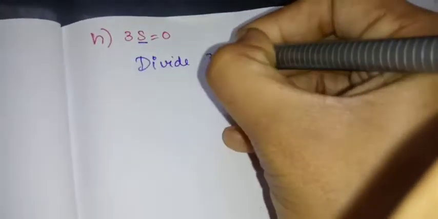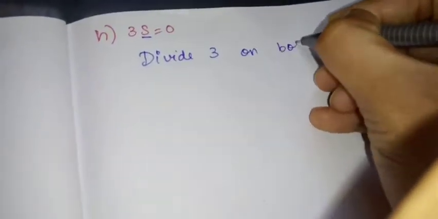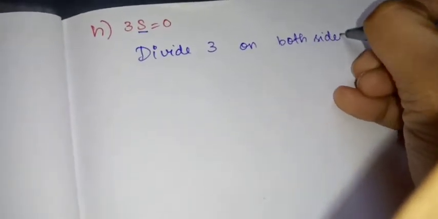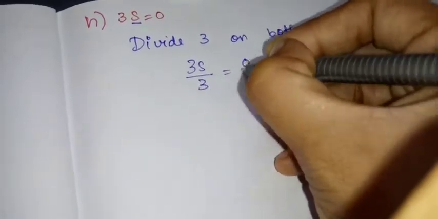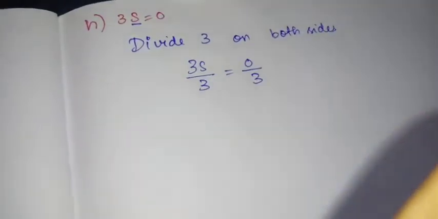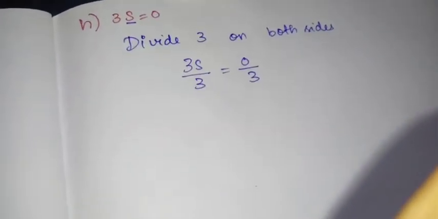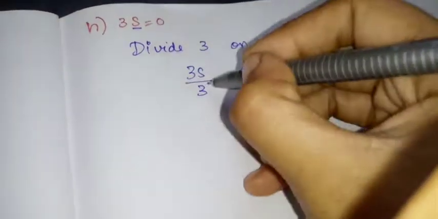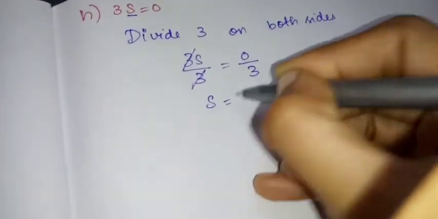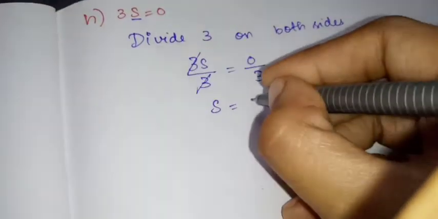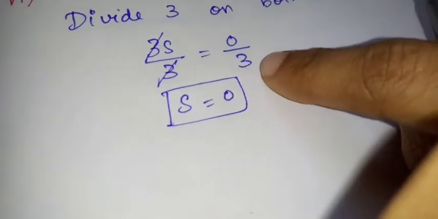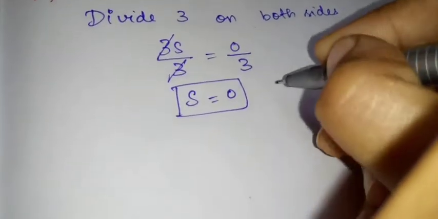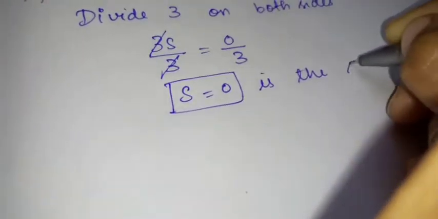So what will you do? Divide by 3 on both sides. So 3s divided by 3 is equal to 0 by 3. 3 cancel. 0 by 3 is 0. 0 divided by any number is 0. So s is equal to 0 is the solution.